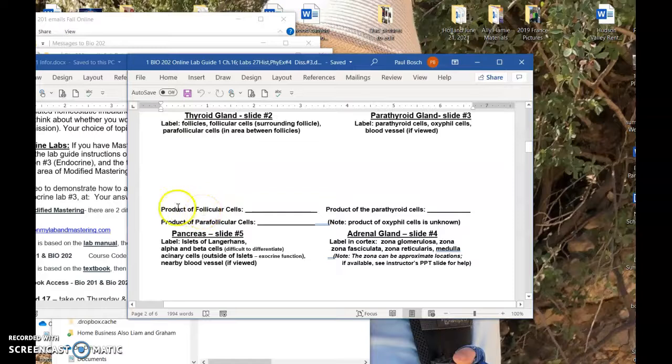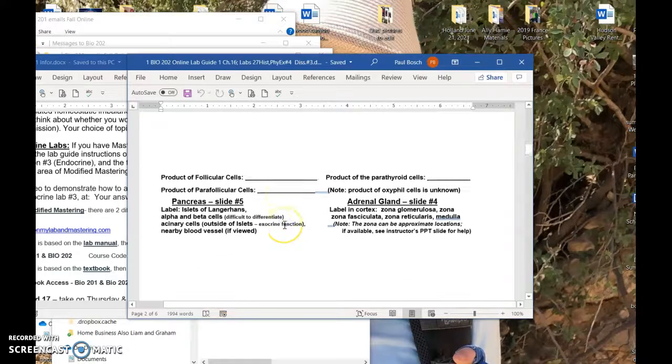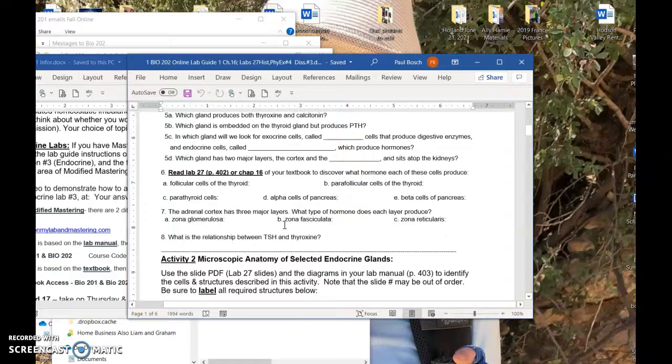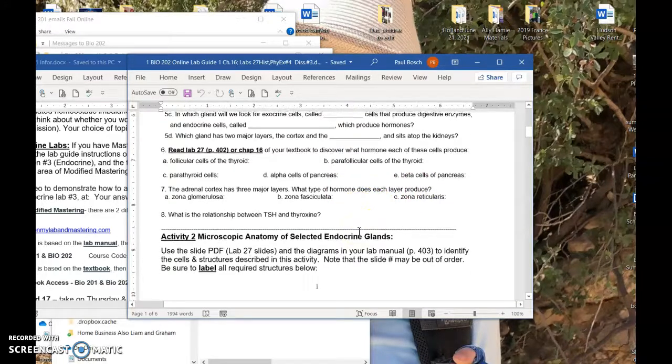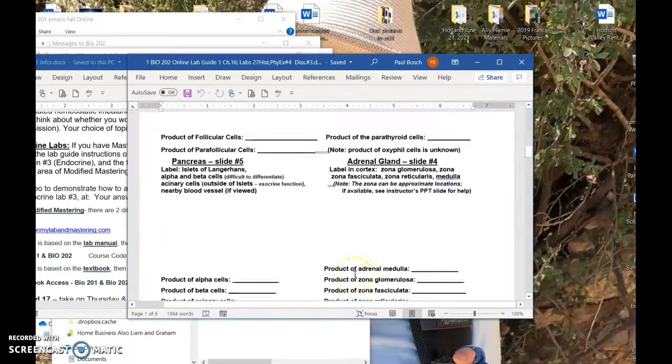And notice there are some questions underneath. We do want to know what hormones these various cells make. These are all endocrine glands with hormones. So be sure that you are figuring that out. What the alpha cells make, what the beta cells make. As you can see, this lab really follows the lecture quite closely. We made these labs to really help you understand the endocrine system better. So you're not only seeing and drawing the actual cells that make the hormones, but you're talking about what the cells produce.